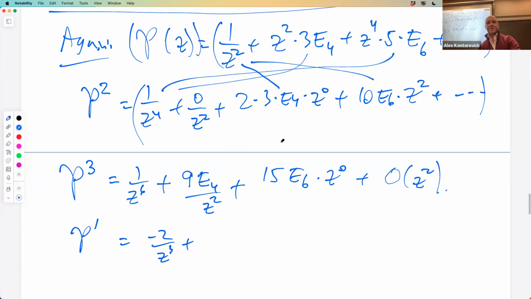How about this? What's the derivative? Z. How about this one? Derivative? (20e6 z cubed) and higher terms.